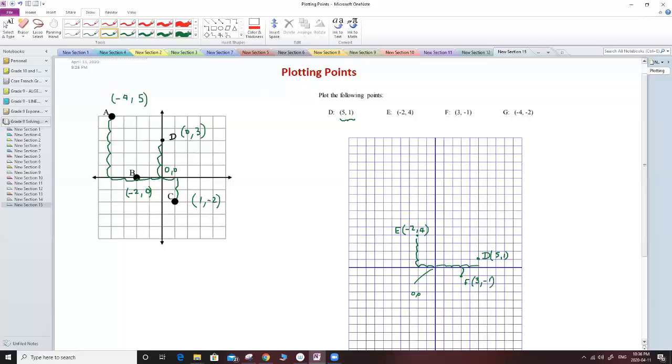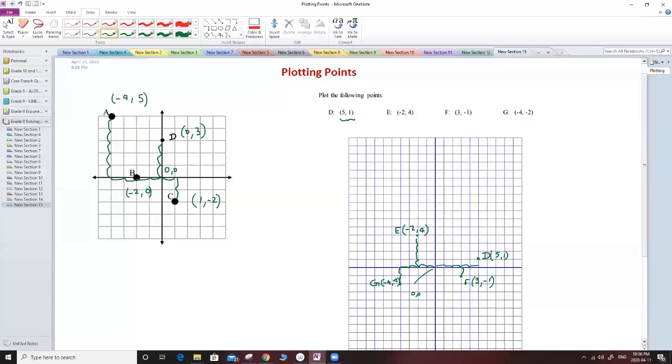And the last one is (-4, -2). So I'm going to the left, 1, 2, 3, and 4. And after that, I have to go down 2 steps. So after I went left 1, 2, 3, and 4, then 2 down, it gives me point G with coordinates (-4, -2).